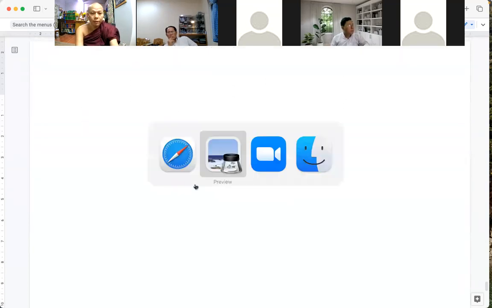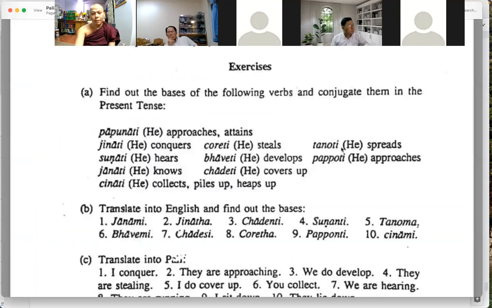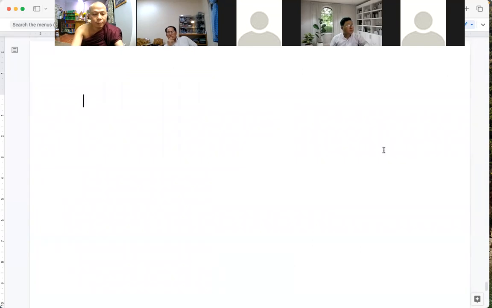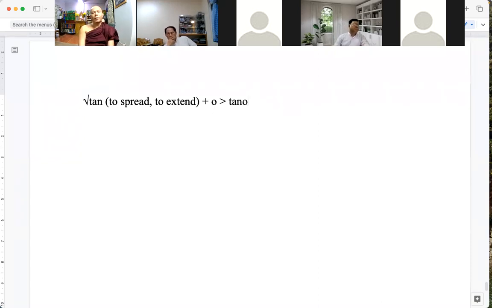And next is tanoti. Tanoti means to spread or to extend. So root tan, to spread or to extend. Sign is o. We don't need to change anything. We have the tano base. By adding the di, si, ti, mi, ma: tanoti, tanosi, tanoti, tanomi, tanoma.